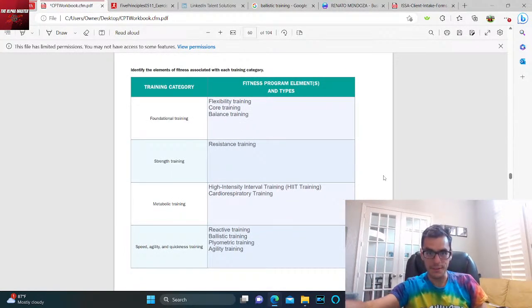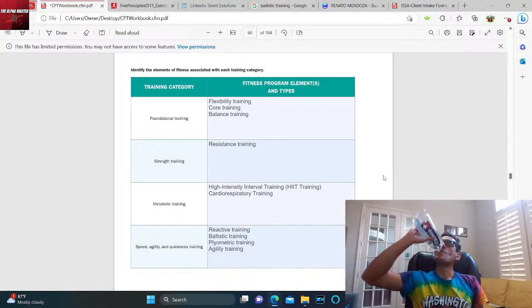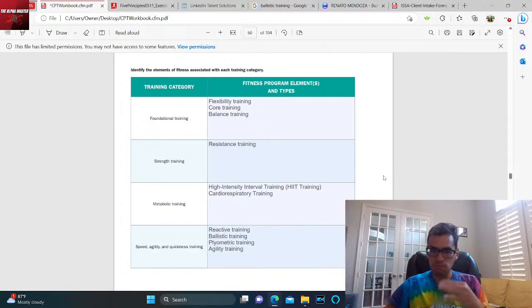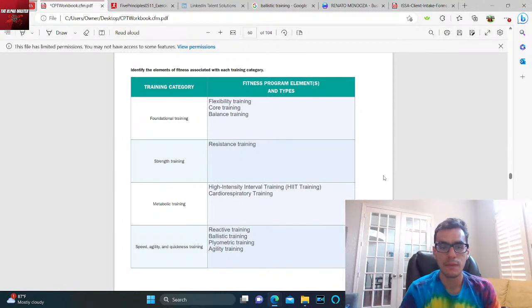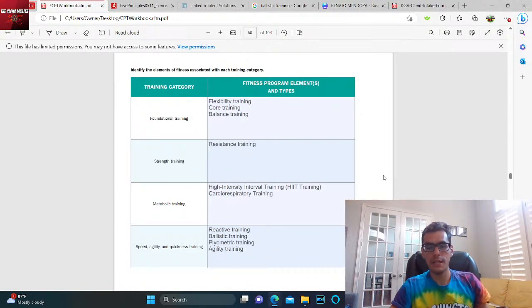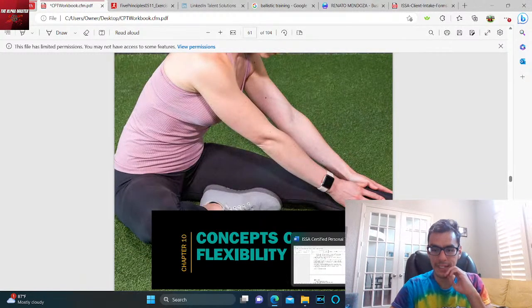So once again, the elements of fitness associated with each training category. For foundational training, you have flexibility training, core training, and balance training. For strength training, you have resistance training. For metabolic training, you have heat training, high intensity interval training, and cardiorespiratory training. And for speed, agility, and quickness training, you have reactive training, ballistic training, plyometric training, and agility training. And then you go over concepts of flexibility. That was it for chapter 9.